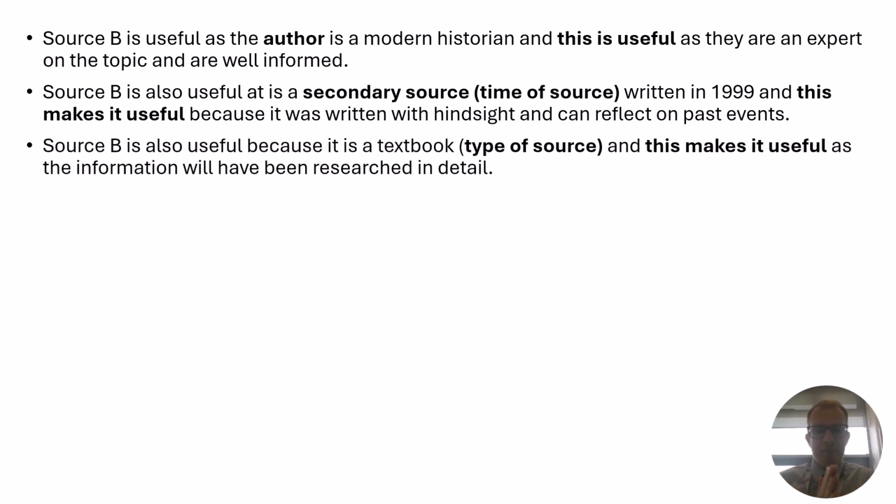The next one, type of source, is a textbook. So a textbook is produced again by experts, by maybe journalists, by publishers, by historians. It's been well researched in detail. Maybe it's got primary sources in it. It's got lots of facts because it's written to inform people about history, and this makes it useful. So far, you've got 3 marks for who wrote the source, an historian, why they're useful. It's a secondary source, looking back on events, why is that useful? And it's a textbook, why is that useful?